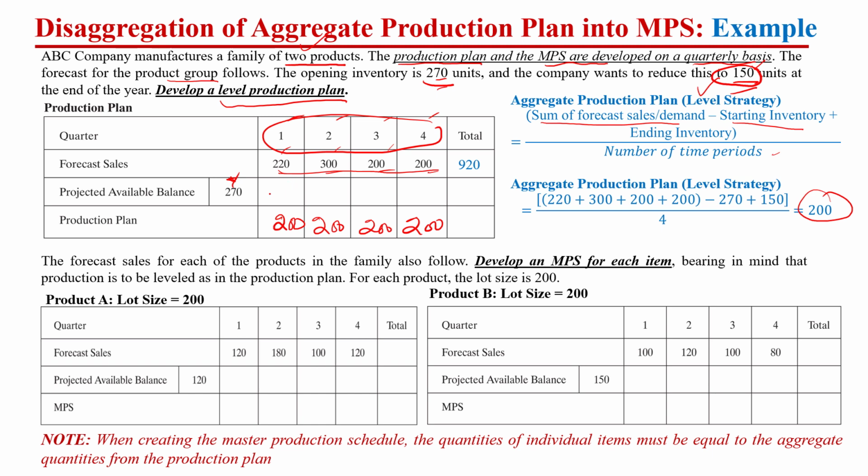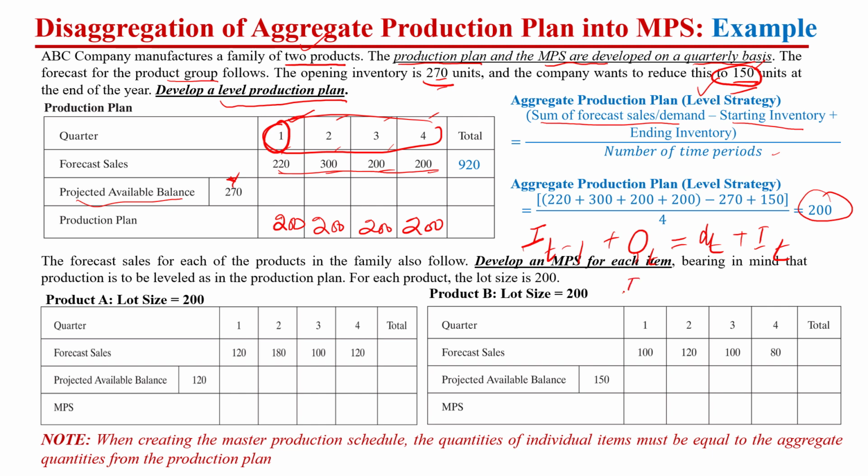Now we want to find out the projected available balance. So the projected available balance is basically the inventory at the end of this particular quarter, which is exactly equal to this equation: the inventory in the last time period plus how much quantity we are producing in this time period is equal to the demand of this time period plus the inventory at the end of this time period, or you can say the quarter. So right now we are talking about the first quarter. So put T equal to 1.